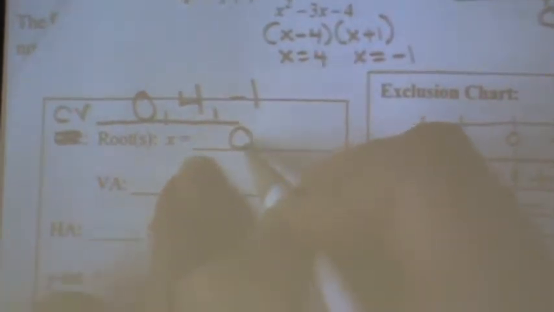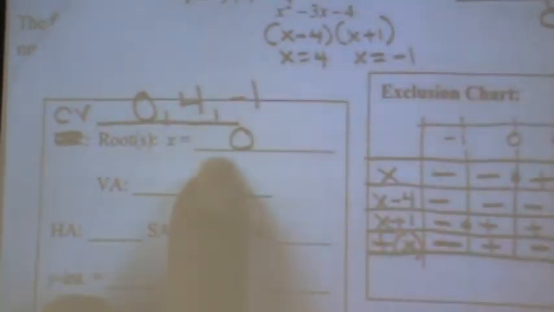So now, let's fill in this. What are the roots? The roots are only where the numerator is set equal to 0. Sometimes you won't have a variable in the numerator, but we do here. So we have one actual x-intercept, and it's at 0. I want you to put a dot at x equals 0 right here.